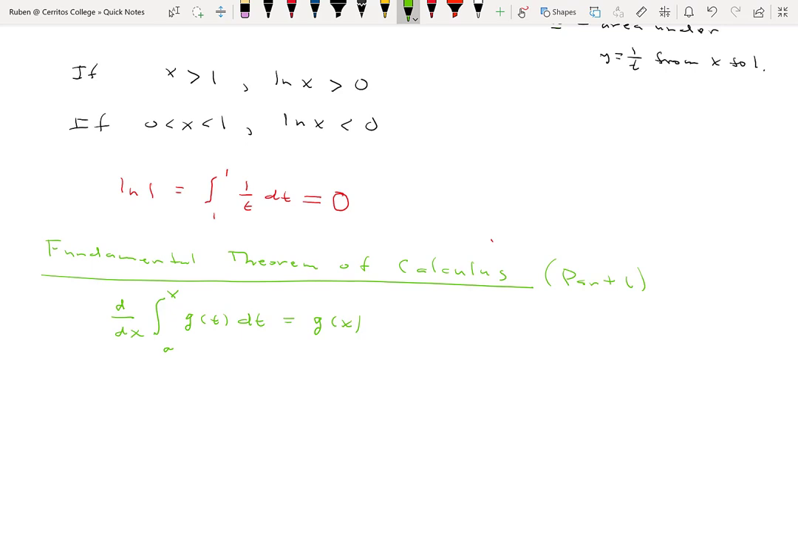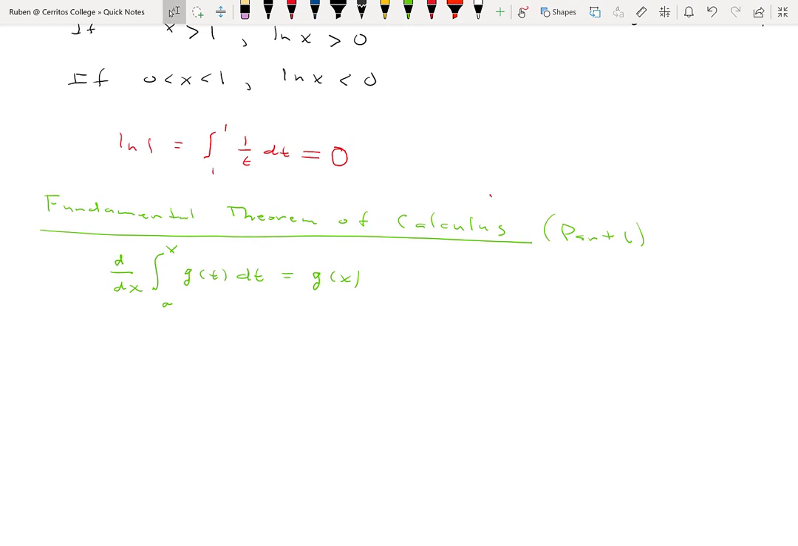In Calc 1, the second part of the fundamental theorem was the one you used mostly. That was the part that says if you want to evaluate a definite integral, you don't have to use Riemann sums and that very difficult limit definition of the integral. You simply, and sometimes not so simply, find an antiderivative and then substitute upper and lower limits of integration and subtract. But this was the first part. It says essentially that derivatives and integrals cancel each other out, as long as the lower limit of integration is constant and the upper limit of integration is the variable x.